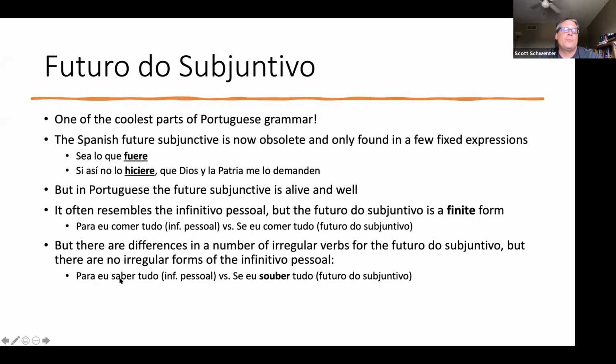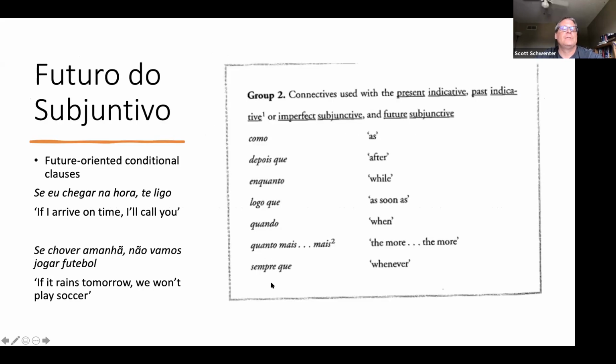So if we take a verb like saber, you would say para eu saber tudo, right? So that, or for me to know everything, versus se eu souber tudo, right? If I know everything, with the future subjunctive. So the conjugation here is different. And the reason the conjugation is different is because you use the third person plural past tense form, preterite form, as the base for forming the future subjunctive in Portuguese.